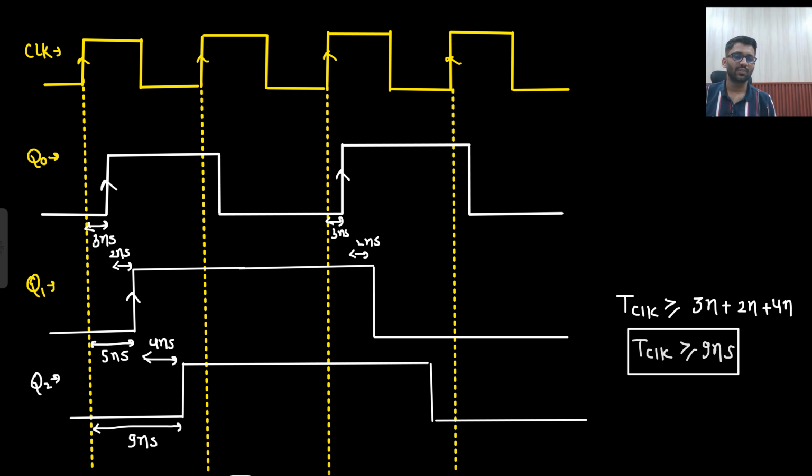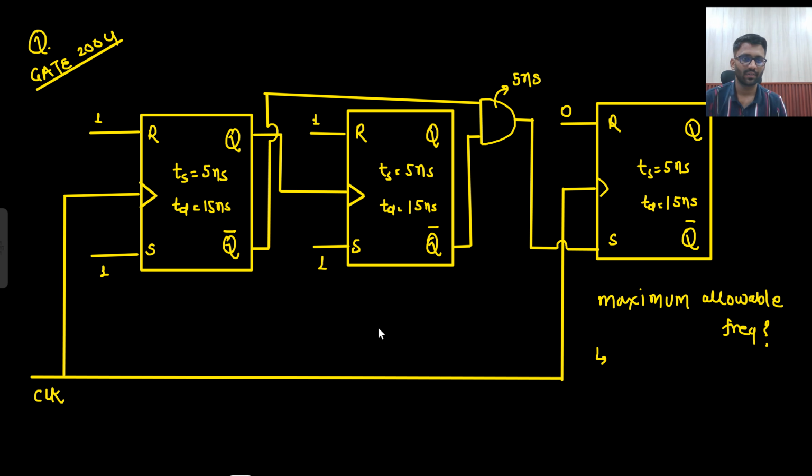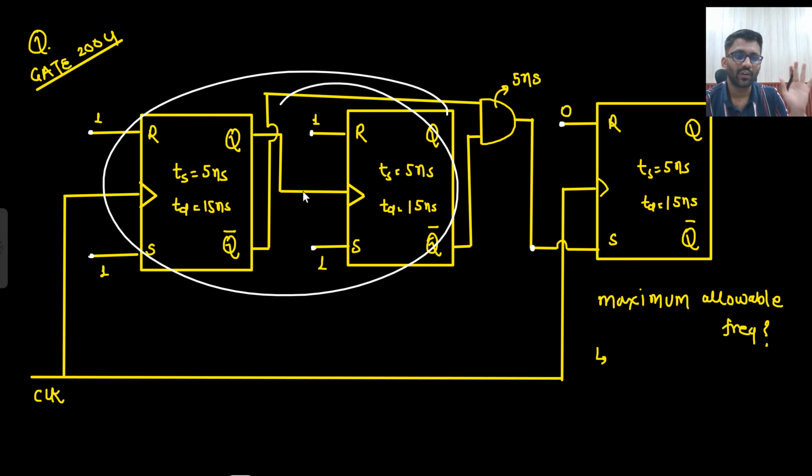Okay, let's solve this question which was asked in GATE 2004. Maximum allowable frequency you need to find. Setup time is given, the delay of this AND gate is given, and all these are given. First thing you will see: fixed, fixed, fixed, fixed. This is fixed, but this is not fixed. So if these are fixed, no need to worry about them. No need to worry about setup time and hold time.